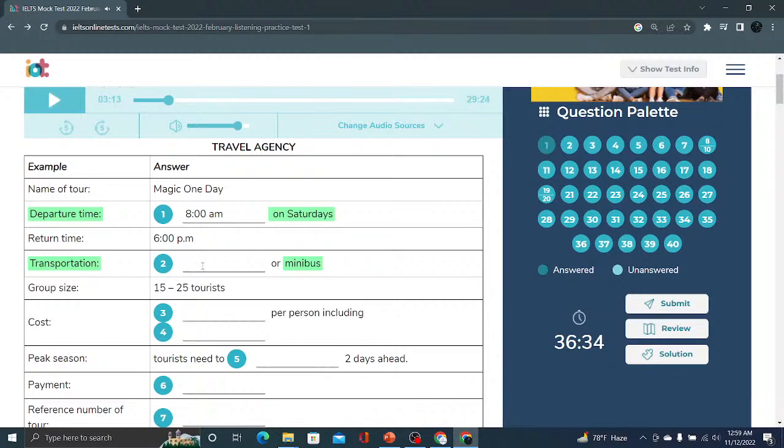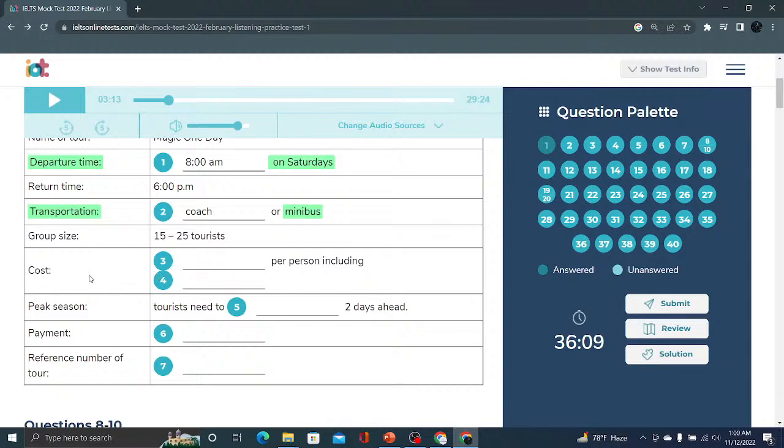So he said, I hope you got the answer. He said coach or minibus. Here is a minibus, and there is no coach, so we can write the answer as coach. Let's write it, coach or minibus. I hope you got the answer easily. Okay, let's move on.